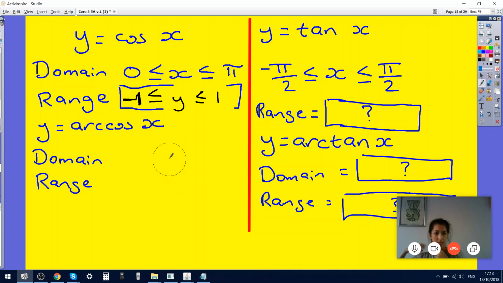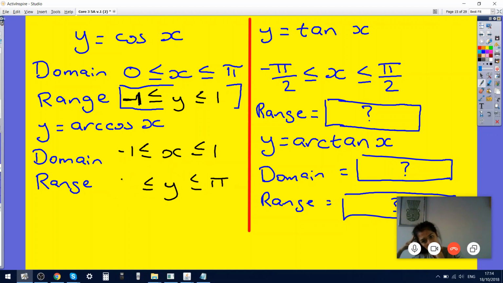That makes the domain x is greater than or equal to -1. Between 1 and -1. Yes. And range? It'll be y is less than or equal to pi, yeah, greater than or equal to 0.